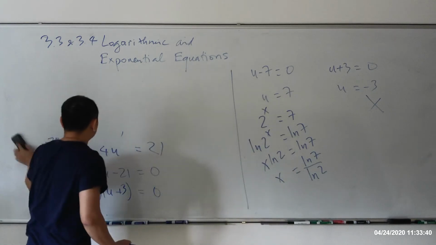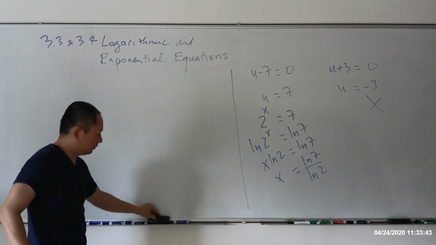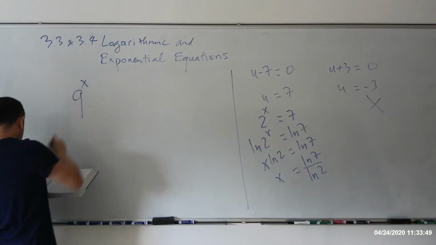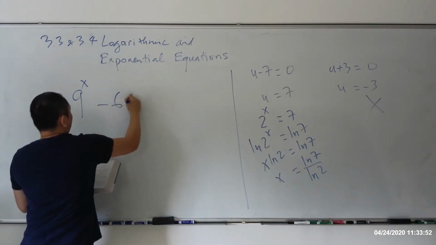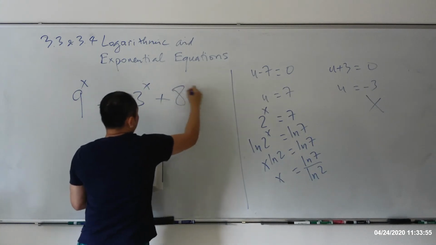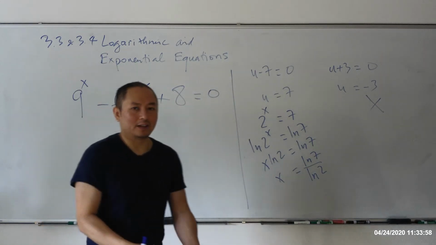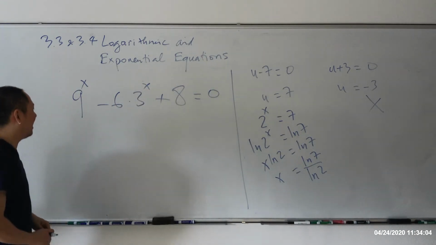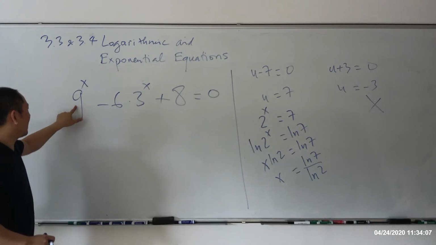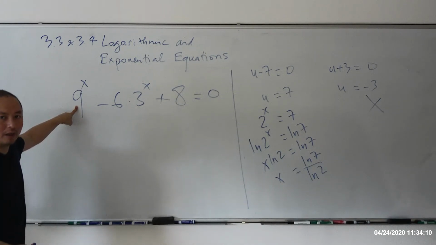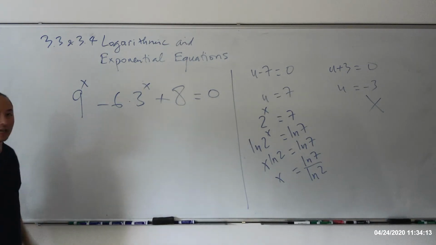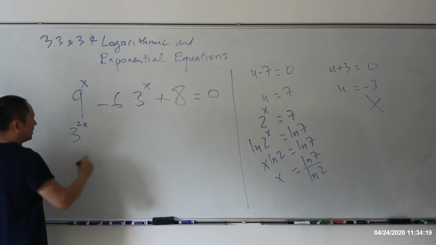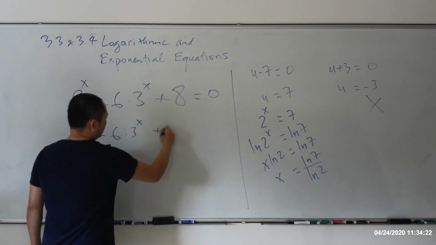Again, solve for x. This time we have this: 9 to the x minus 6 times 3 to the x plus 8 equals 0. In this problem, this is base 9 to the x. This one is base 3 to the x. Even though they are not the same base yet, I claim that we can modify this number 9 right here and make it look like the same base as 3, because you all know that 9 is actually 3 squared. So this is no more than 3 squared to the x, so 3 to the 2x, minus 6 times 3 to the x plus 8 equal to 0.